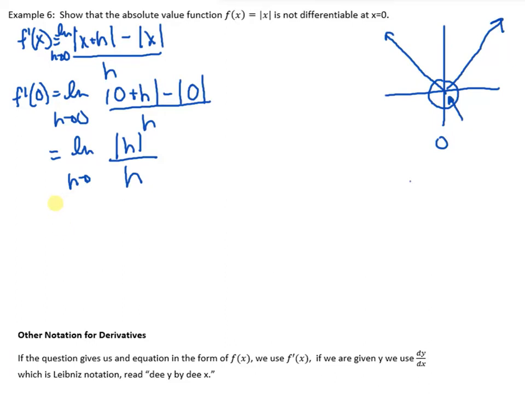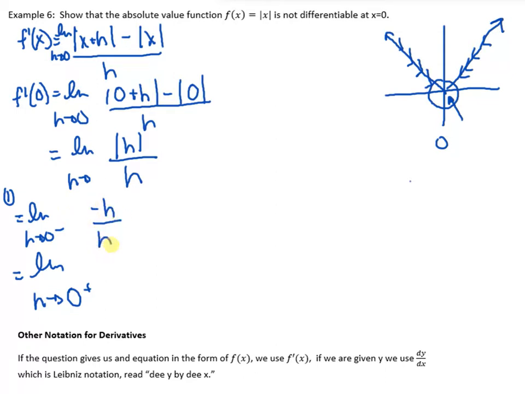With this absolute value of h, we have to consider both cases. Case number 1: the limit as h approaches 0 from the left-hand side. And then we also have to consider the limit as h approaches 0 from the right-hand side. Then it gets really easy. From the left-hand side, our expression is negative h over h. If we cancel these, our limit is negative 1. From the right-hand side, our expression is h over h, so our limit is 1. Therefore, the limit does not exist.